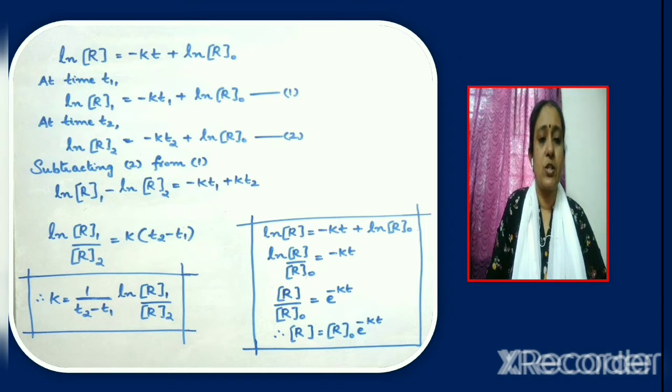Now consider the expression ln R is equal to minus kt plus ln R0. Take ln R0 to the other side of the equation. So we get ln R minus ln R0 is equal to minus kt. But what is ln R minus ln R0 equal to? Ln R by R0. So now we get ln R by R0 is equal to minus kt. Now if we take anti-log, we get R by R0 is equal to e raised to minus kt. Or what is R equal to? R is equal to R0 into e raised to minus kt.